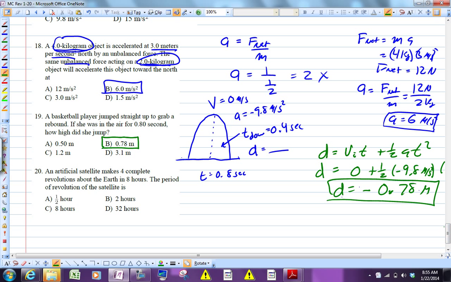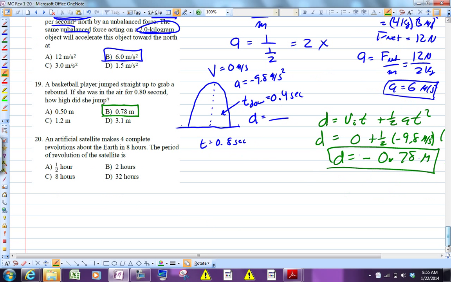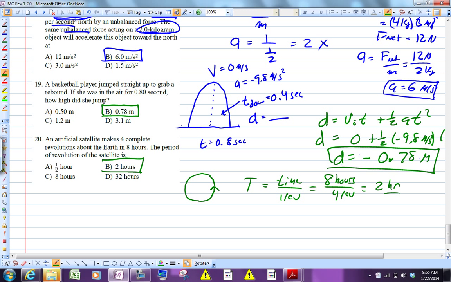And 20 is a question, do you understand period? Period, by definition, is the time it takes for a pattern to repeat. In this case, for an object to go around in a circle once, that would be the period. So period, or T, equals time for one revolution, or the time: 8 hours over 4 revolutions is going to give you 2 hours per revolution, or 2 hours for the period.